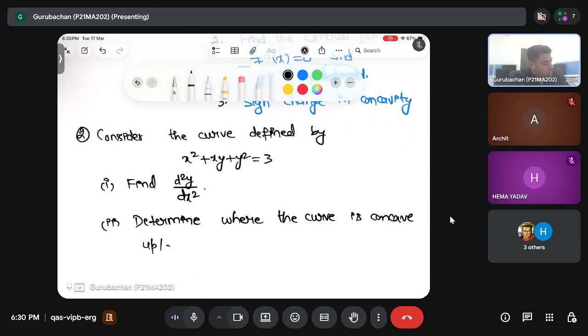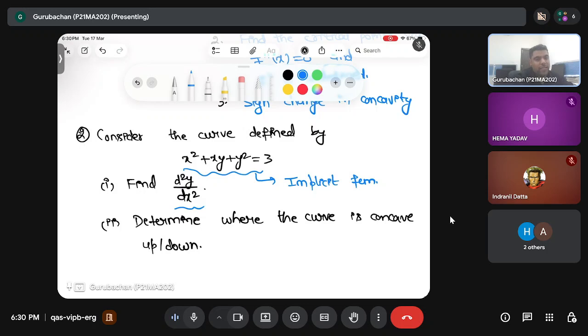So if you observe that this is an implicit function, you cannot separate y as a function of x. Thus we need to do implicit differentiation. We need to find the double derivative in that sense. Then we discuss when the double derivative is greater than 0 or less than 0, that will decide the concavity up or down. It is similar to the above concept. So try this one.